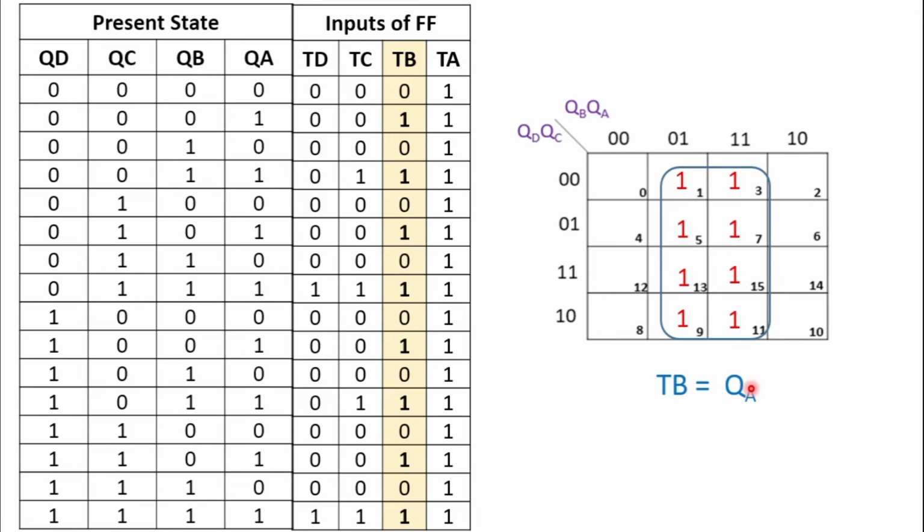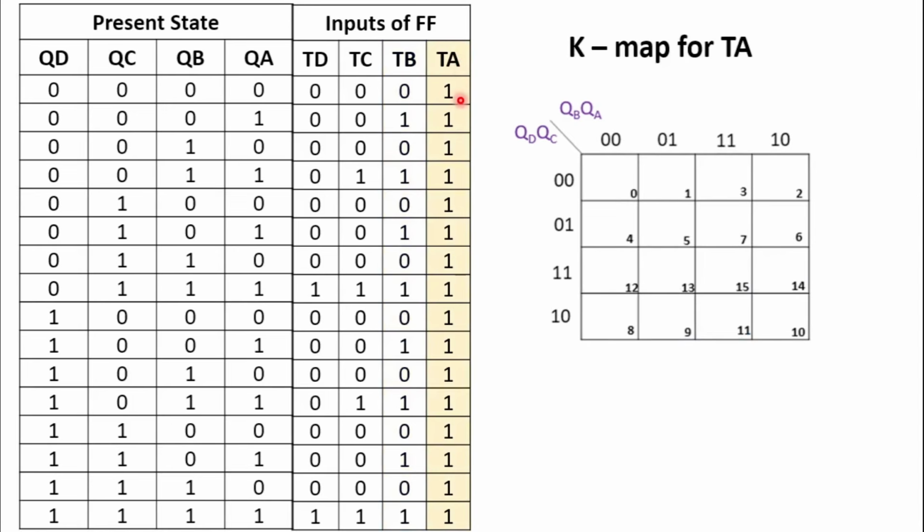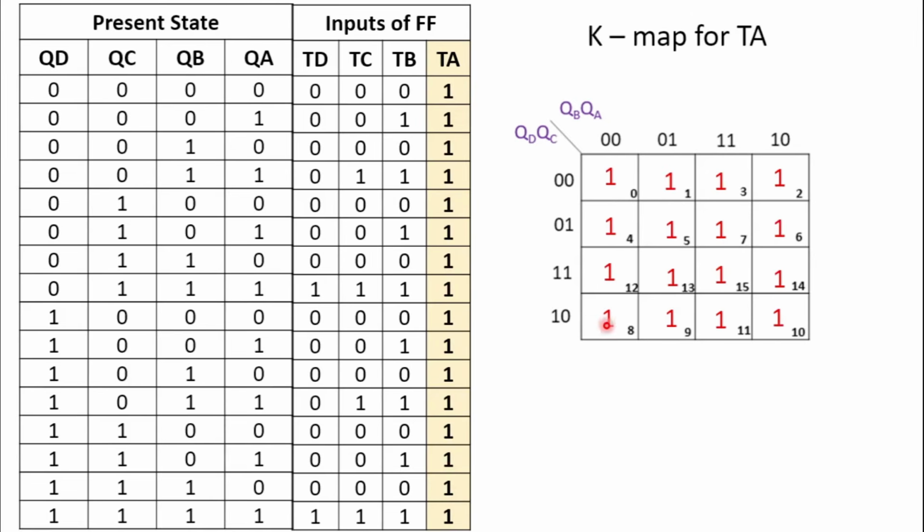And finally, we will design a K-map for TA. In case of TA, if you look carefully, you will find that all the values under TA are 1. So there are 16 ones. This K-map has all ones in it. And when all the cells of a particular K-map are filled with 1, the expression is always 1. So the value of TA is 1. So what I have done is found the expression for TD, TC, TB, TA with the help of K-map and with the help of the present state of the flip-flop.